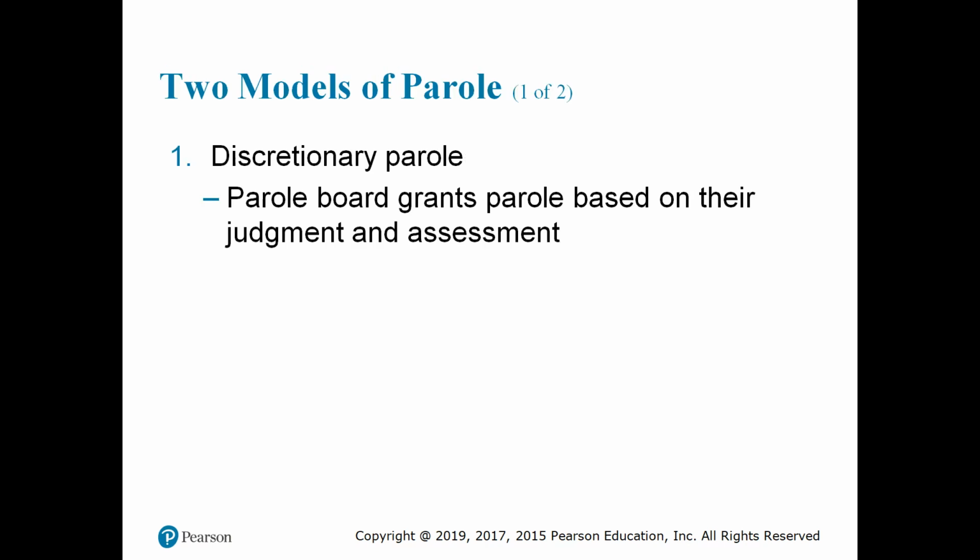Two models of parole. We'll talk about those. There's discretionary parole. And in California, discretionary parole involves those that are sentenced to an indeterminate sentence, 25 years to life or 15 years to life. Those people that are convicted of those crimes and serving those sentences go before the parole board, the Board of Parole Hearings, and they will do an assessment and either grant an early parole or not. That's discretionary. It's discretionary on someone else.